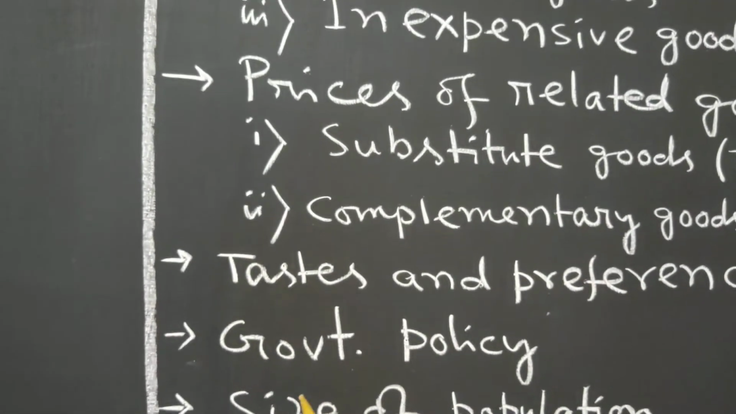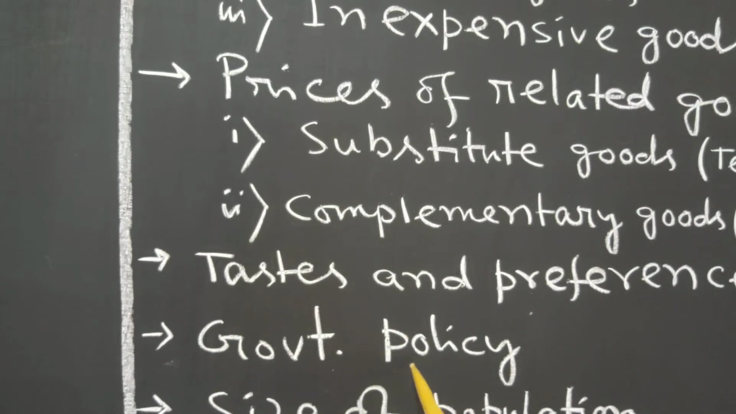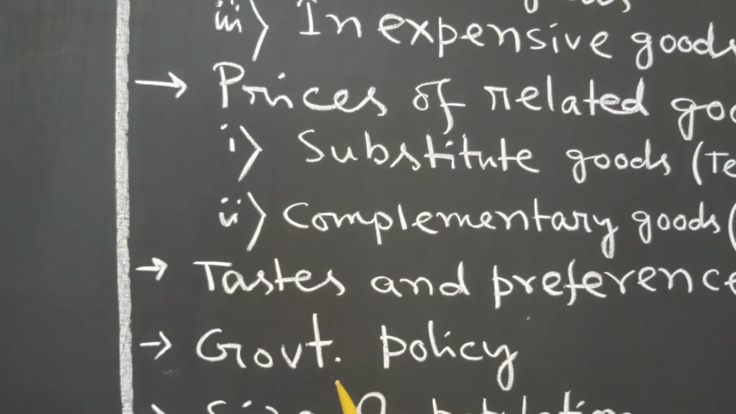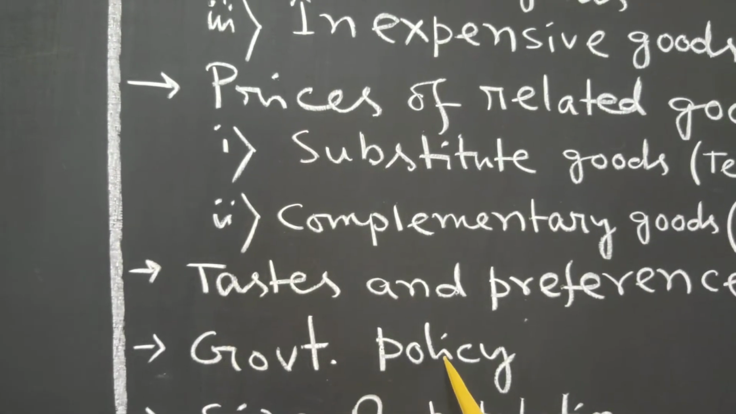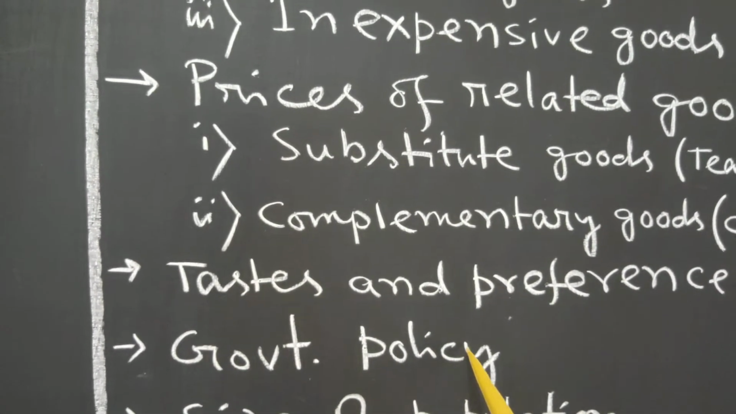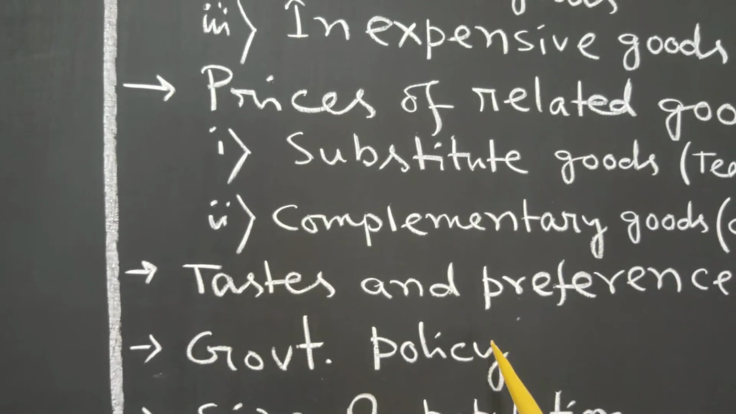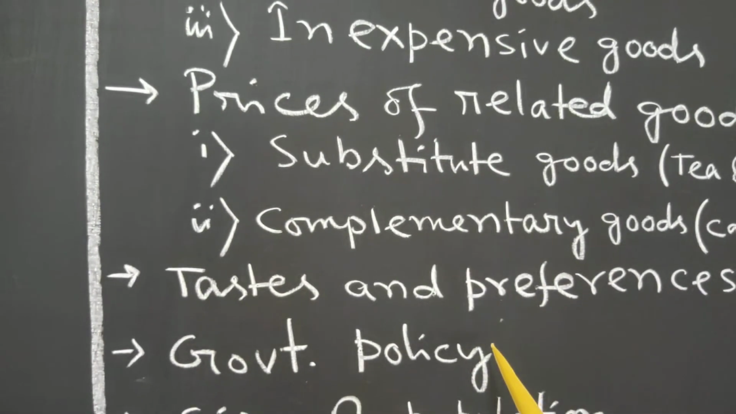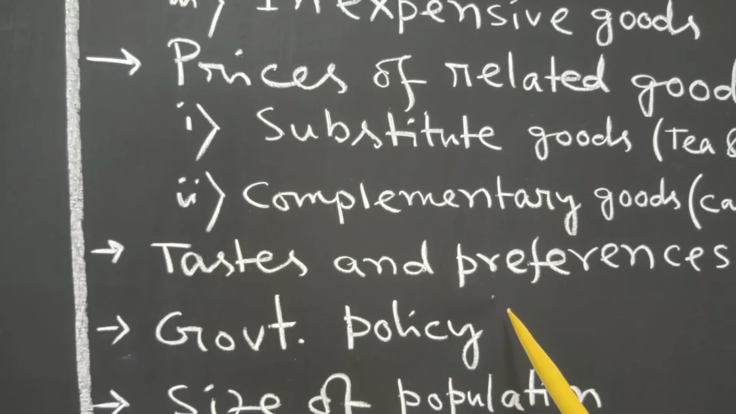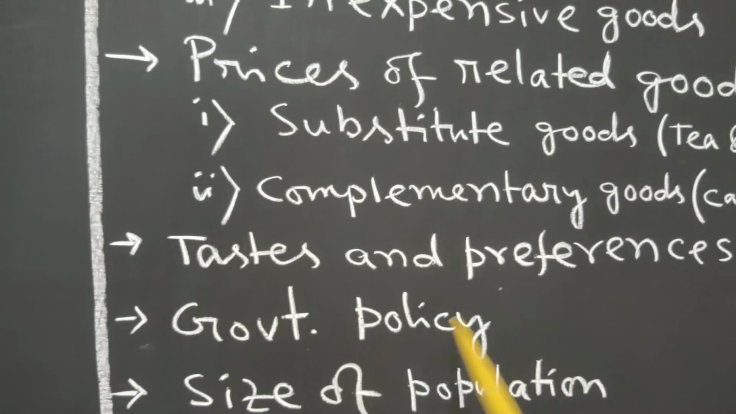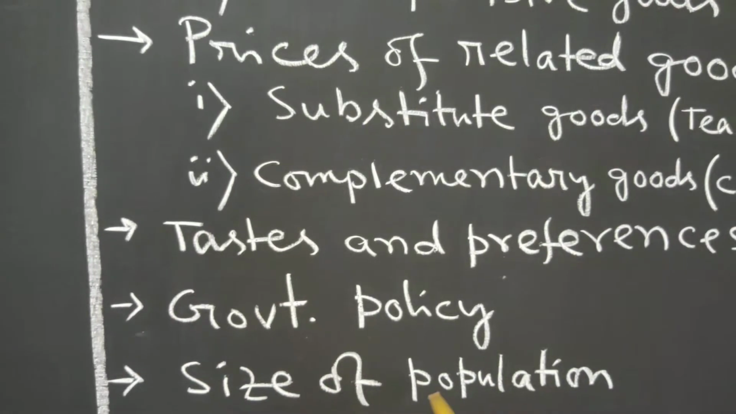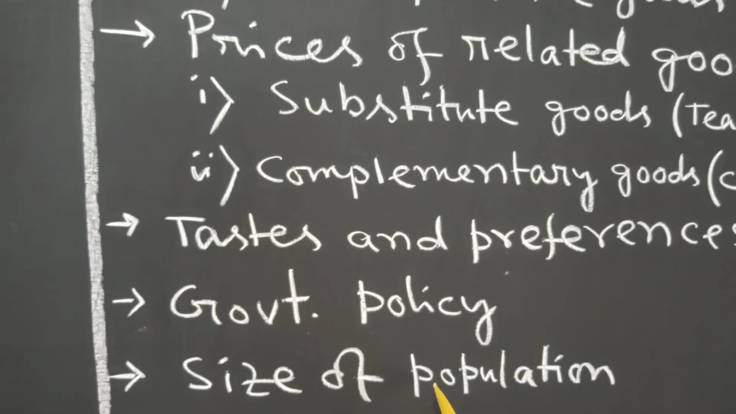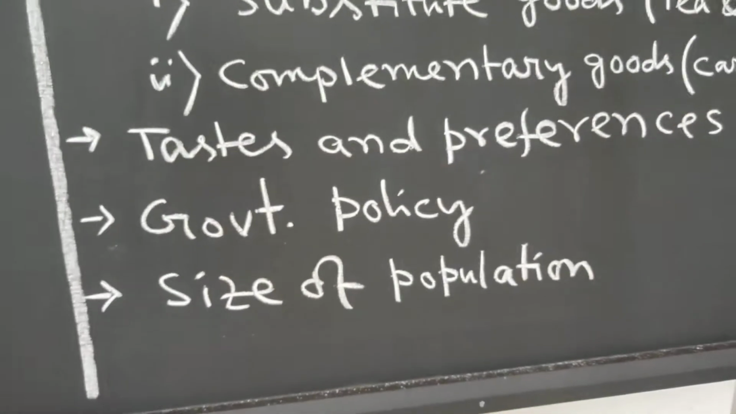Next one, government policy. In government policy we have to remember tax and subsidy. If tax is high, then the price of the product will increase, that means demand will decrease. And subsidy means a discount. If a discount is available, the price of the commodity decreases, then the consumer will purchase more. Next one, size of population, and you can say composition of population. If population size increases, normally demand will increase.